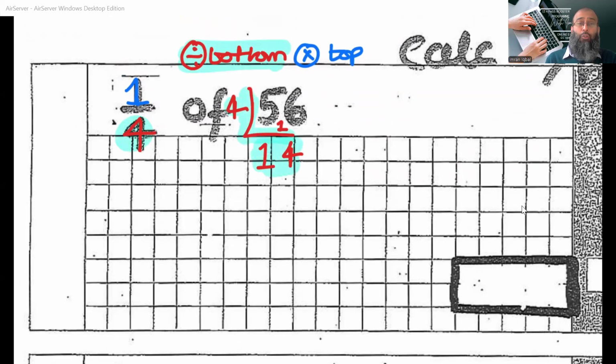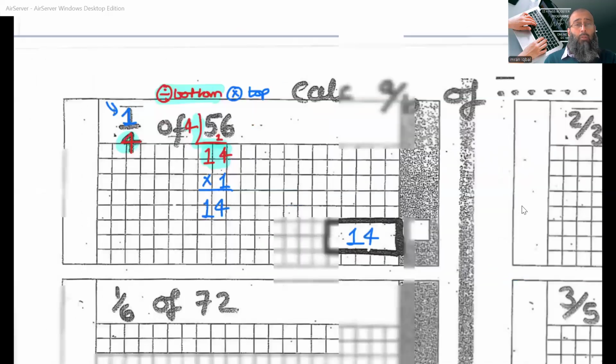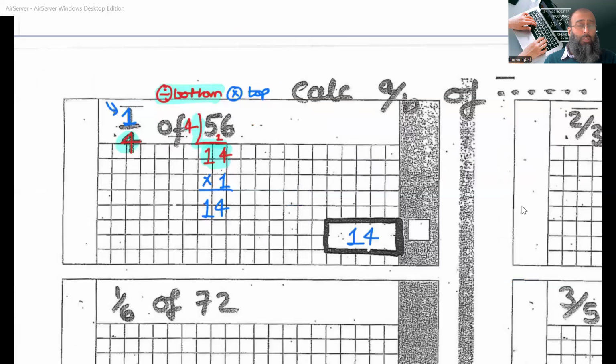Okay, lovely. Now I have to do the timesing by the top number. So let's grab a blue pen. So we have to times it by 1 because the top number is 1. And 14 times by 1 is 14. And the question's done. So that's one way of doing that question. We can also do it in a fraction format as well, where we replace the 'of' with the times.